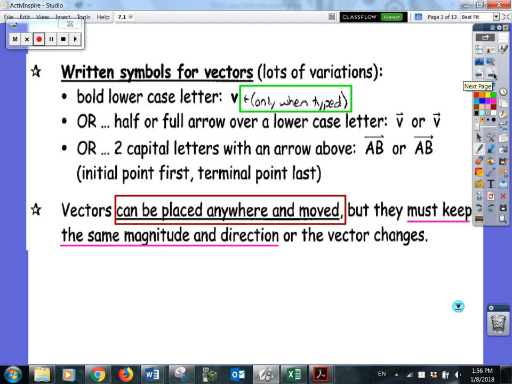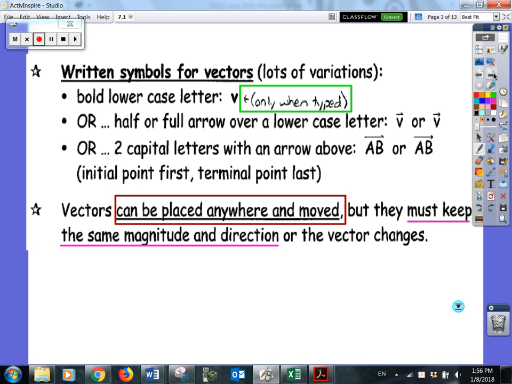All right, how you write vectors. So this first one, bolding is only for typing. You cannot write in bold. You cannot give me a note and say that you wrote in bold. I'm not going to accept that. You can have a bold lowercase letter. Again, that's only when it's typed. These are the two ways that you would write it. Either the vector is given by a single letter. That single letter you would write lowercase with either the arrow, full arrow, or half arrow over it. I usually choose the half arrow. I don't know why. That's just what I pick. But you can do a full or a half.